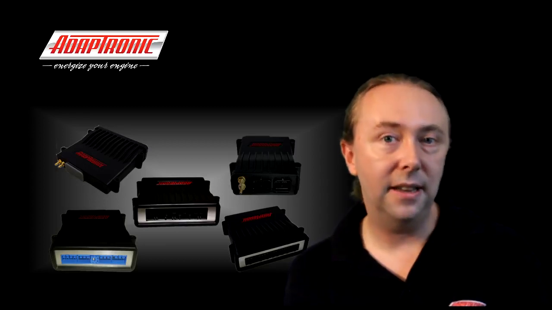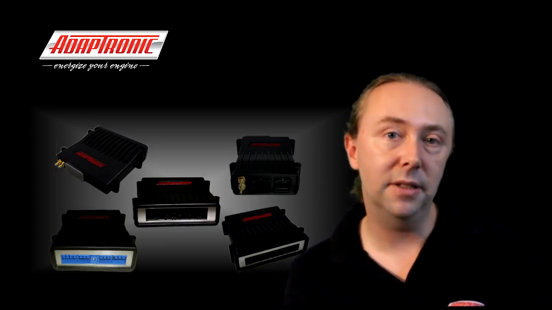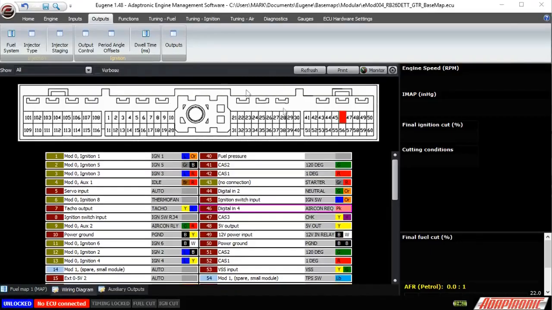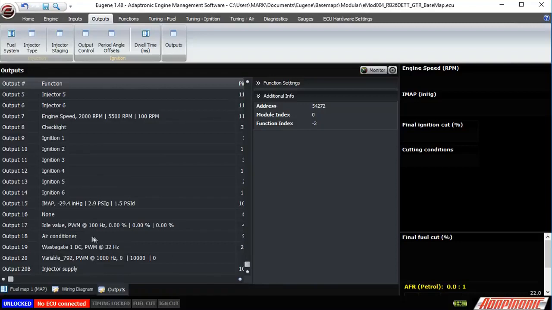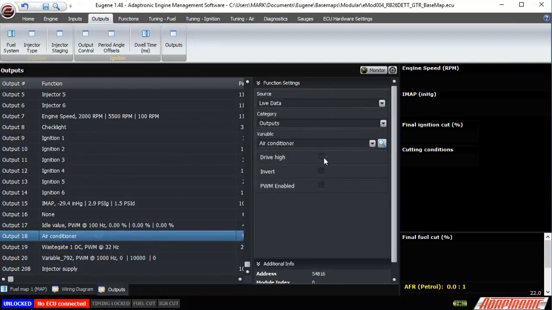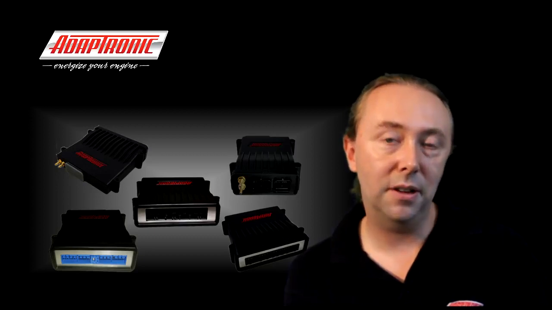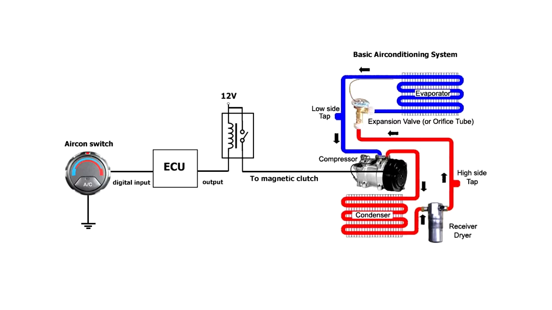Now normally, as I said, they pull to low when the air conditioner is supposed to be on. In that case, you just leave it as active low. If however it gets pulled to 12 volts when the air conditioner request is on, then you'll need to select that as being active high. And just like the other digital inputs, you can look and see whether that input is being activated at the moment or not. The second thing you'll need is an output.